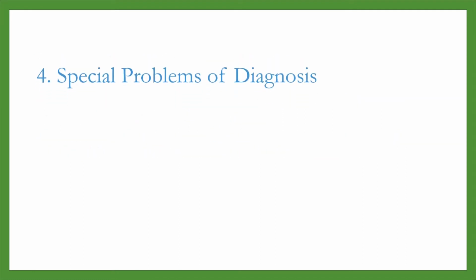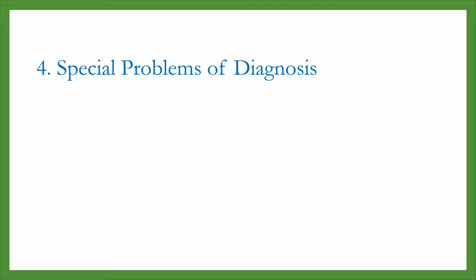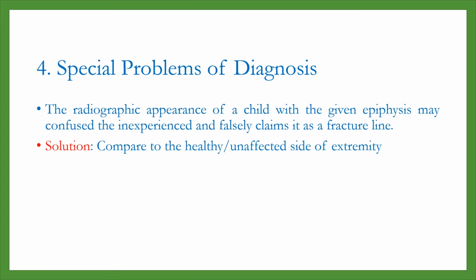4. Special problems of diagnosis. The radiographic appearance of a child's epiphysis may confuse the inexperienced and falsely suggest a fracture line. Solution: compare to the healthy or unaffected side of the extremity.